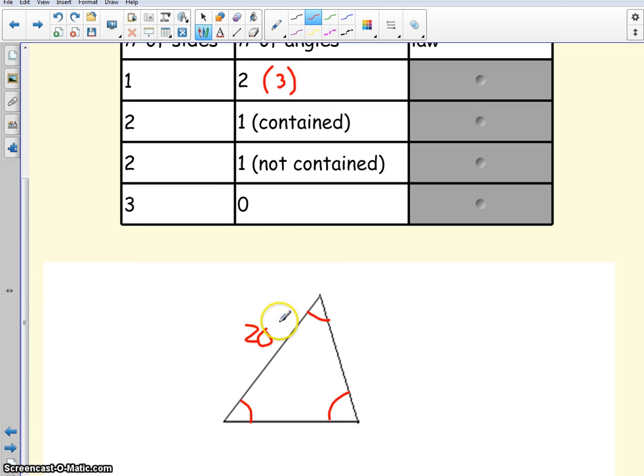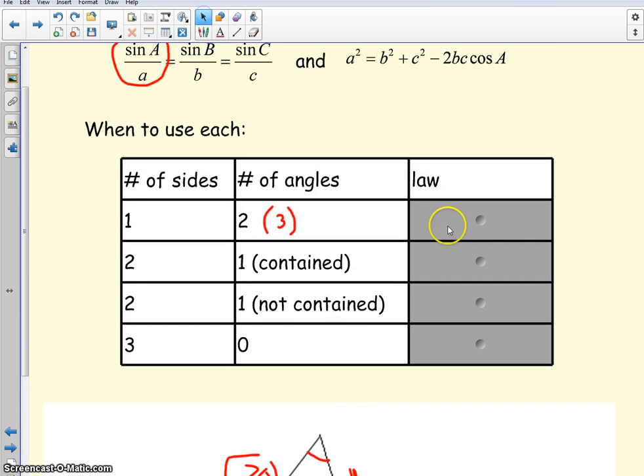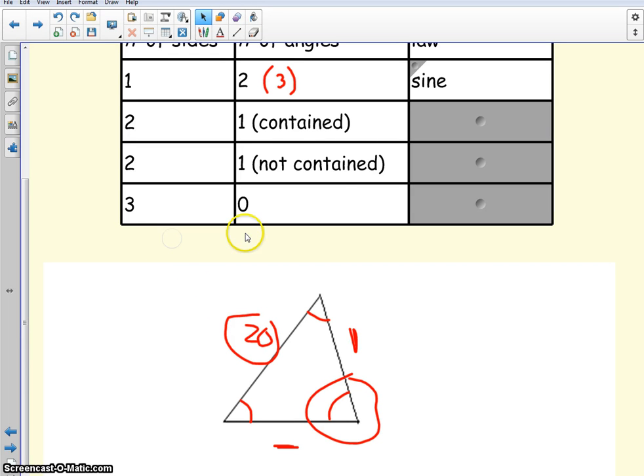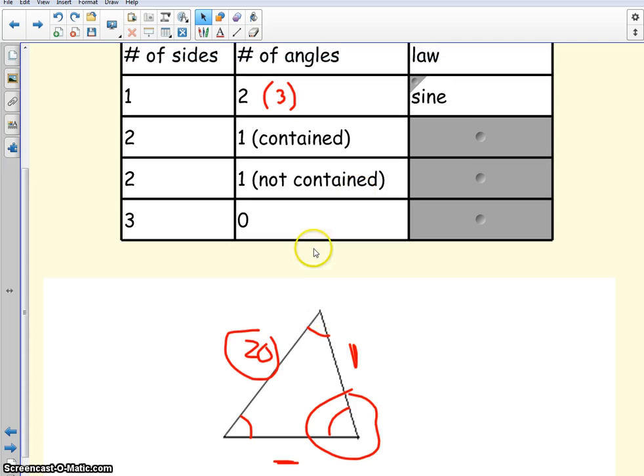So ask yourself, do I have an angle-side pair? Yes, because I have 20 and I have the angle across from it. Do I have one other piece of information? Yes, I have either of these angles right here. So I could use sine law here to solve for either this side right here or this side right here. So in this situation, I'd want to use the sine law. Okay, now I'm going to skip the contained, not contained here. I'll come back to that definition in a sec.